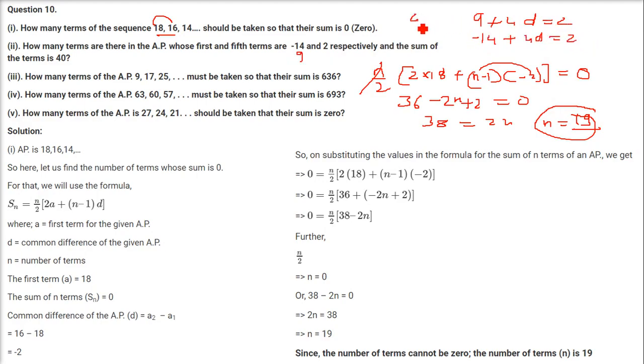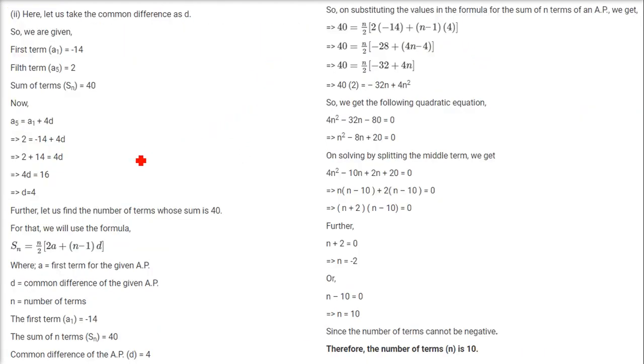Let us take it here. 4d equal to 14 plus 2, that is 16. d is 4, 4 fours are 16. So d is 4, a is minus 14, and the sum is 40. We can find out easily the n term, n.